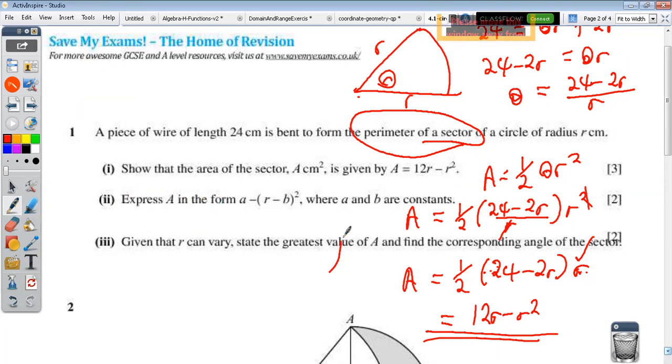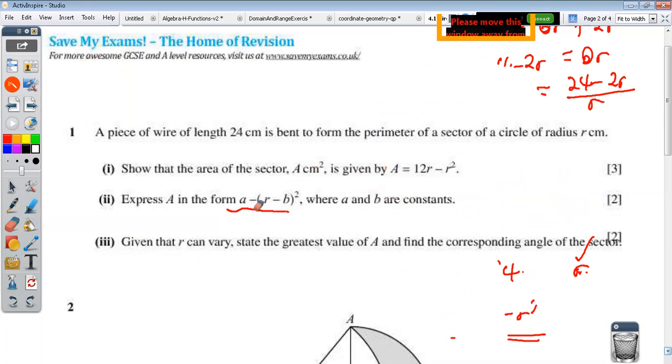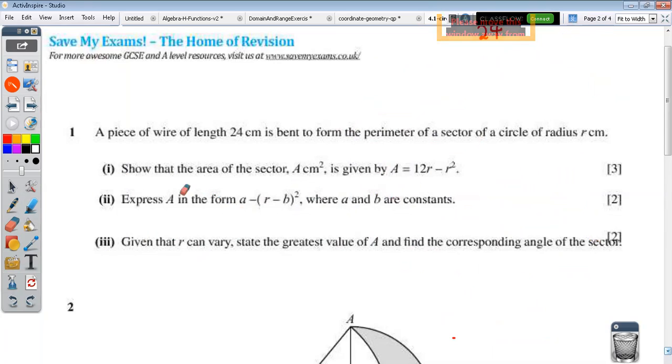Now, can you do that? That's completing the square. You have learned that. They're saying do that. Complete the square quickly, so that this A is in that form. Can you complete that square there? Thirty seconds, it's easy. Complete the square. Express A in the form of that, where a and b are constants.